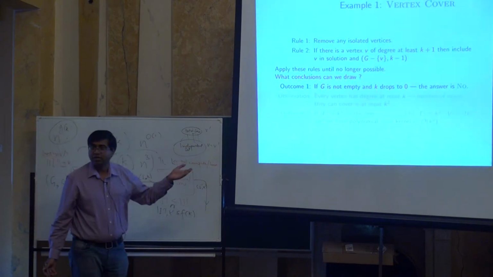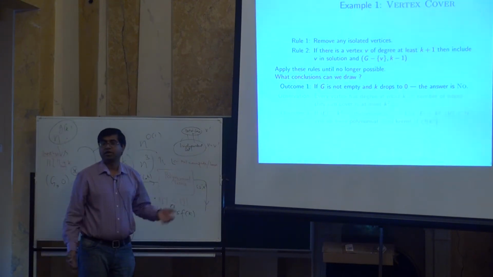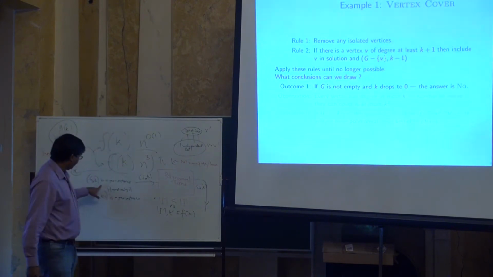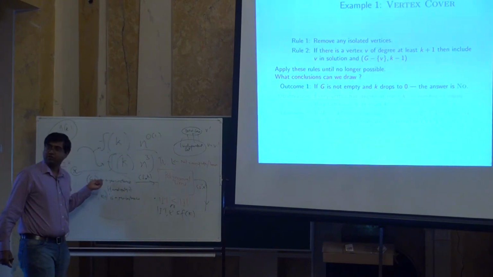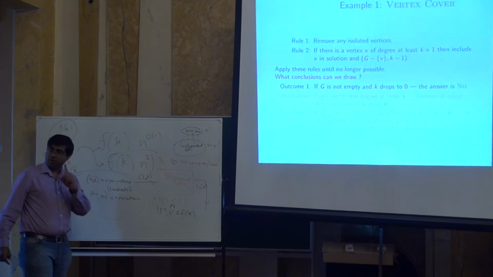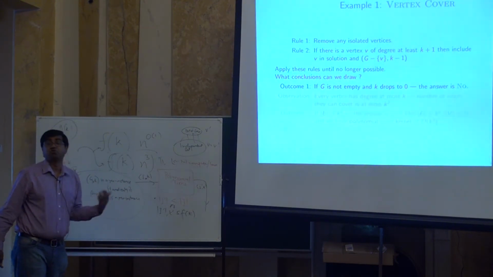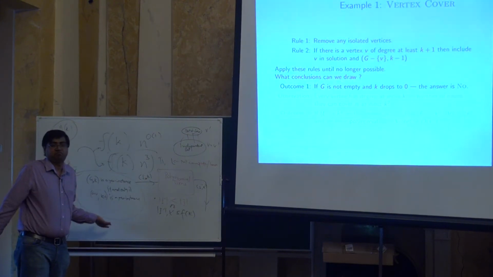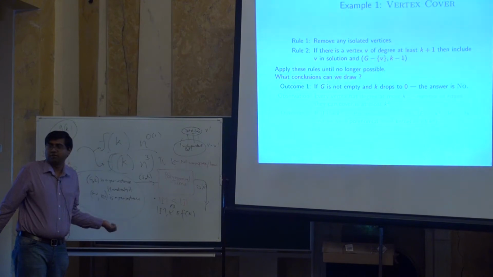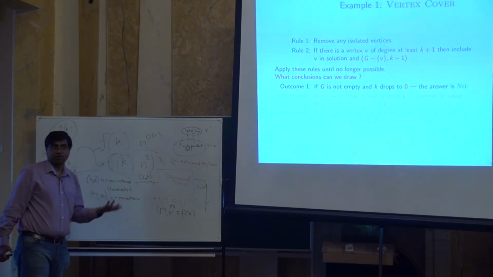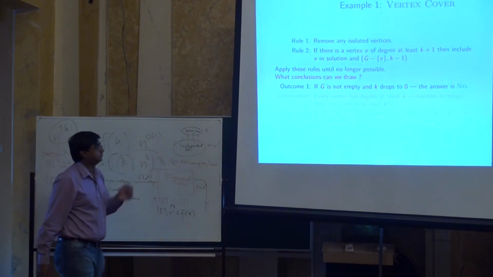If G is not empty and k drops to 0, then you return no, because after one application of this rule, my k has dropped by 1. So it is possible that I'm able to apply this reduction rule more than k times. So my k has dropped to 0, but my graph still has an edge.